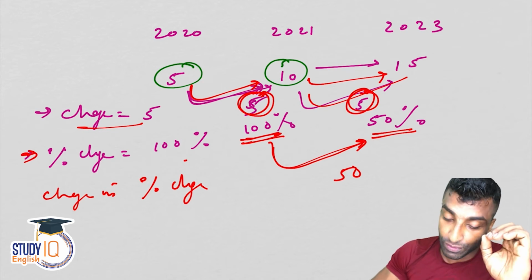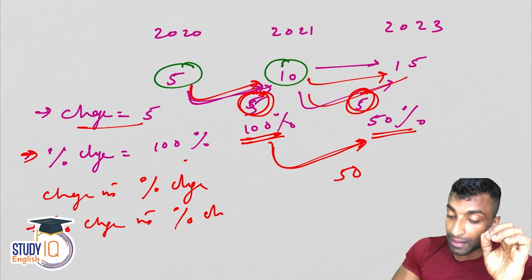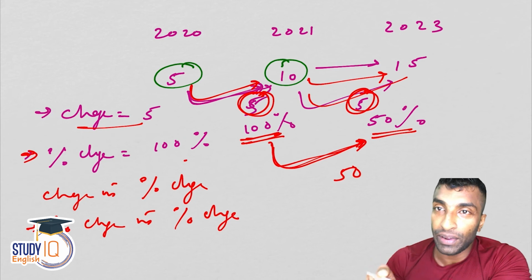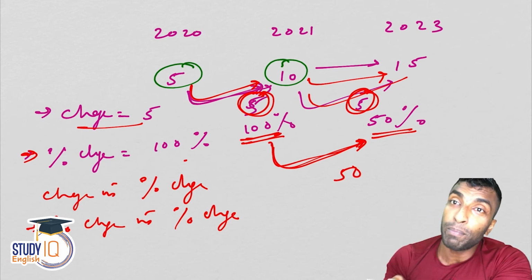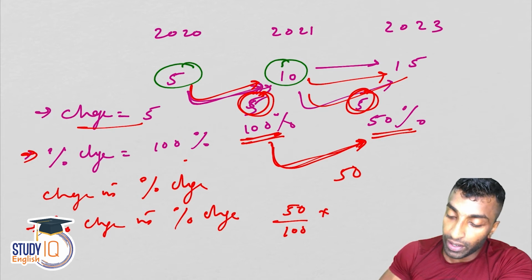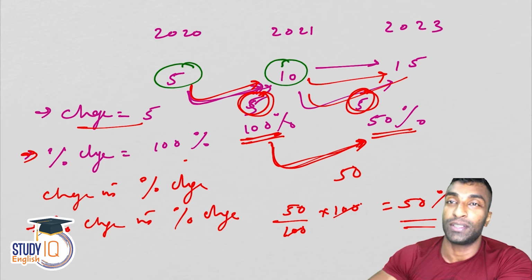Okay, now what is the next question? Percentage change in percentage change. So now I know there is a change of 50 between these. That is what percent of 100? So I'll do 50 divided by 100 multiplied by 100. So you will get a 50% change.